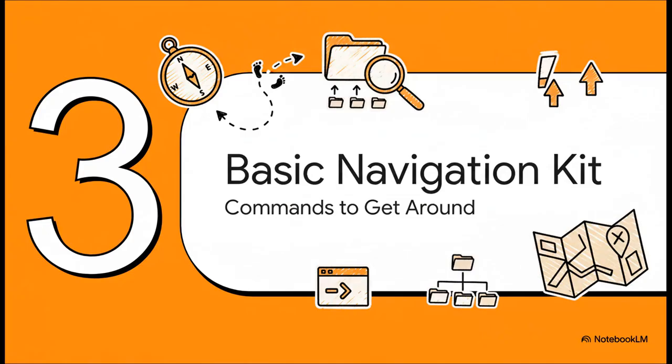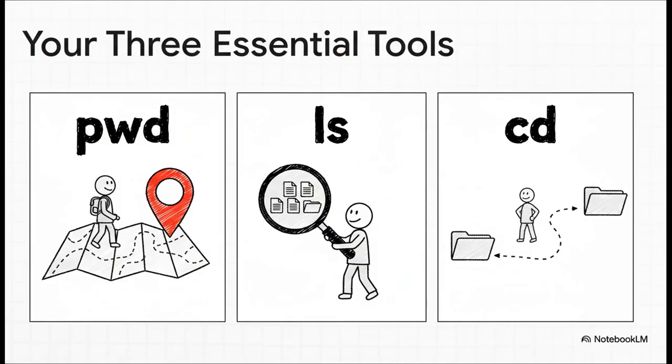All right, so you've got the map, you know where the key neighborhoods are, but how do you actually move around? Well, for that, you're going to need a basic navigation kit. And you know what? You only really need three commands to get started. First is pwd. That stands for Print Working Directory, and it just tells you where am I right now. Then you've got ls, which lists what's in here. And finally, cd, for Change Directory, which is how you say, let's go somewhere else. That's it. These three are your absolute best friends.